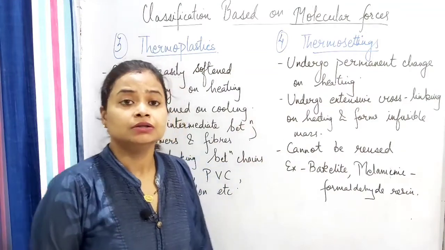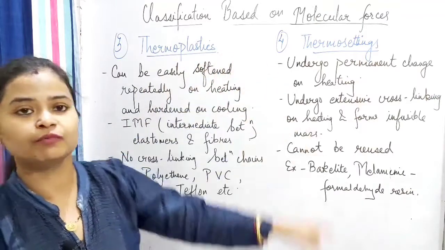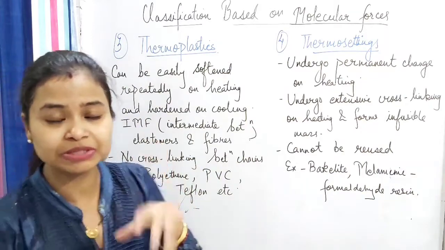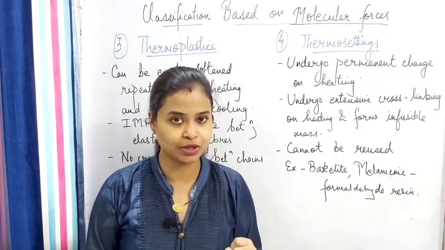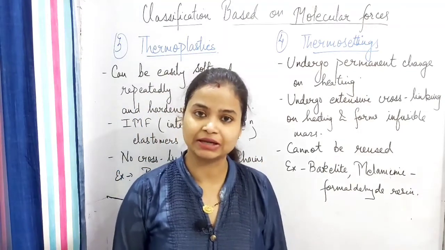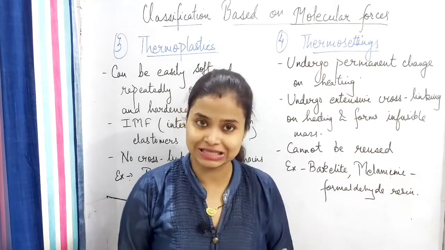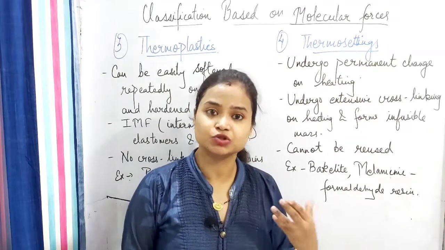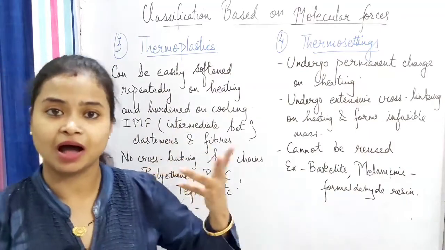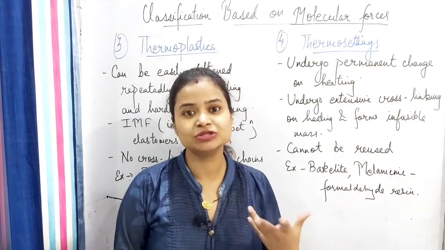Now see, the next third type of polymer on the basis of molecular force is thermoplastic. As the word suggests, thermo, that means upon heating what changes occur. Okay, so in case of thermoplastic, they have a very important property, that is upon heating they will get softened easily. Okay, they can be repeatedly softened upon heating, and on cooling they can be hardened. Okay, this is a very important property because of which they can be reused again and again.